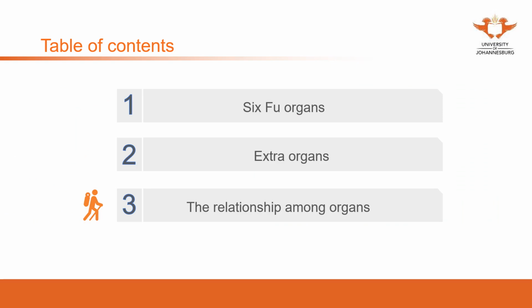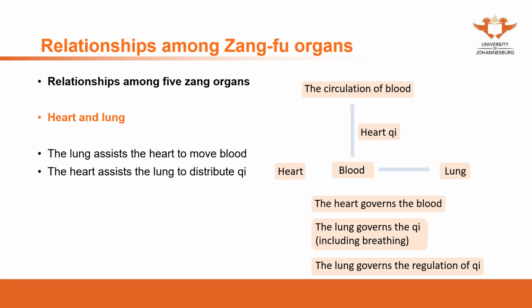So the next topic, we're going to talk about the relationship among organs. These are actually the examples we gave you, helping you to understand the function of these organs, the function of the 脏象 theories, how we are going to use these theories to analyze the phenomena in different organs. So the first relationship we're going to discuss is the heart and the lung.